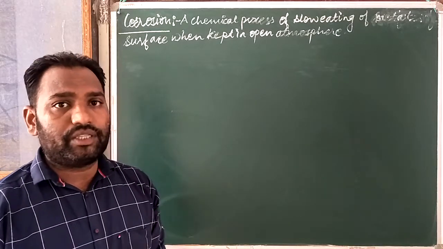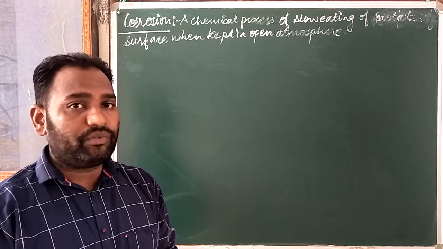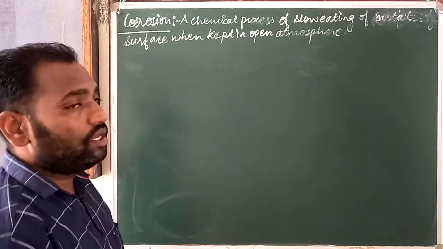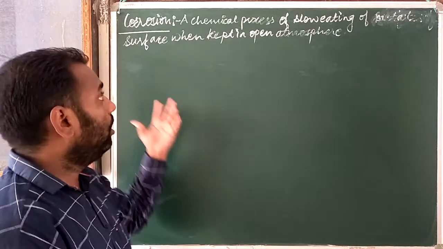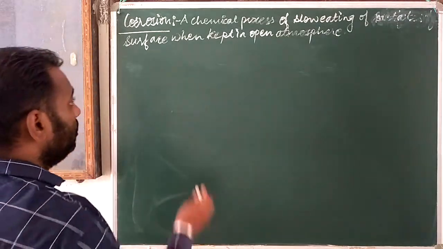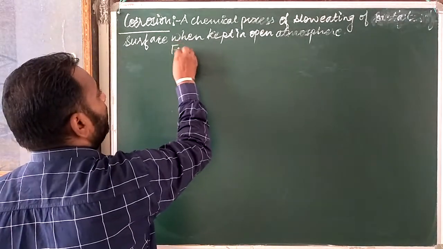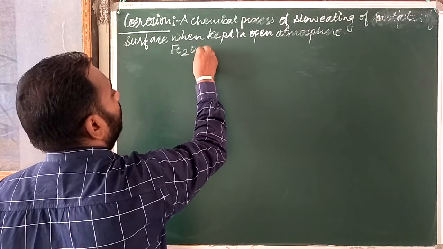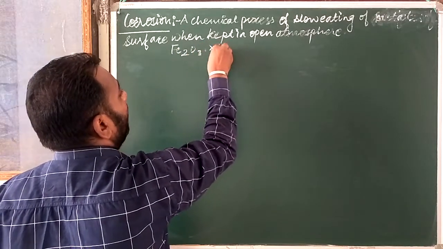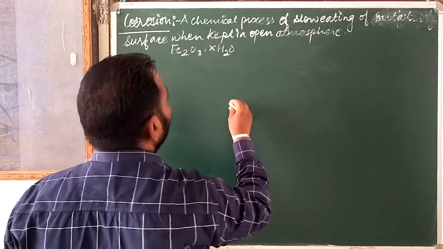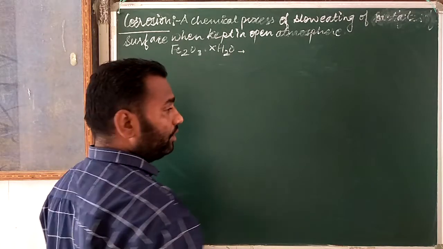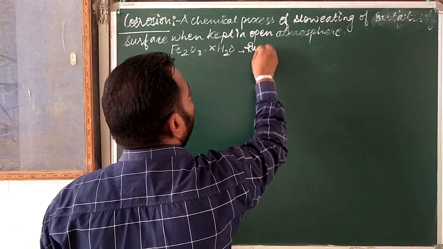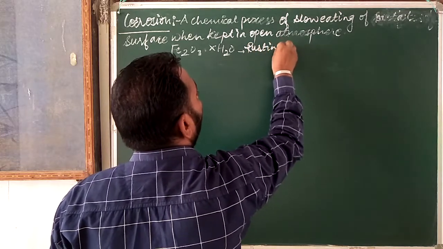Generally we use the term rusting only for iron, but for other substances we use corrosion, like corrosive metal or corrosive nature. Rusting of iron is Fe2O3·xH2O. This is the rusted iron formula, showing the rusting of iron.